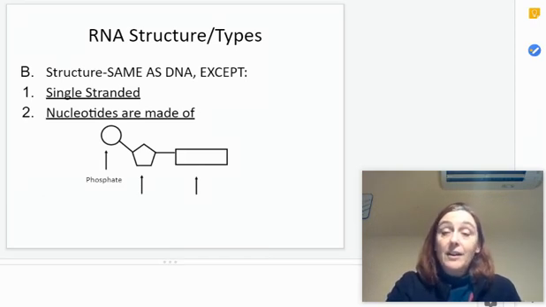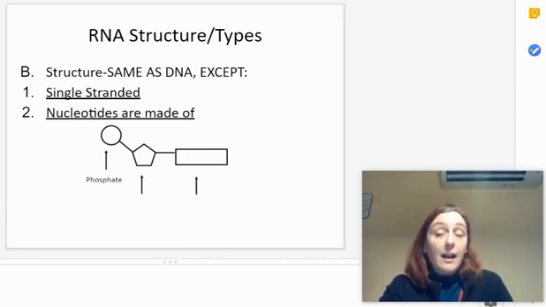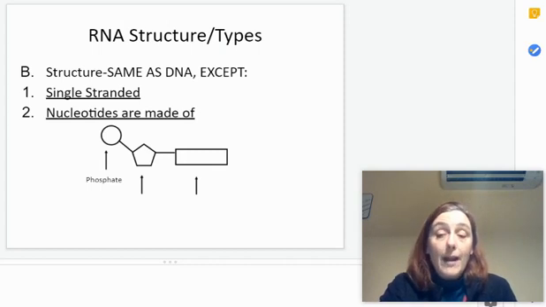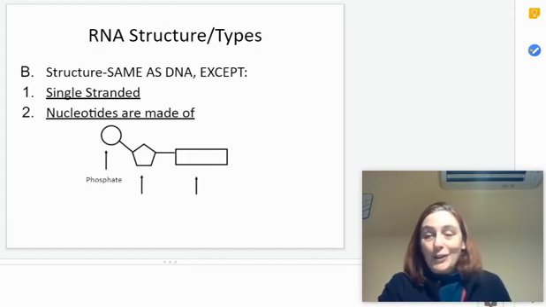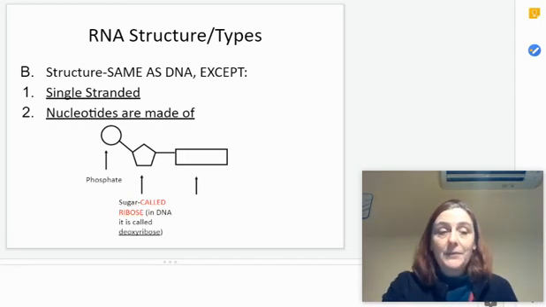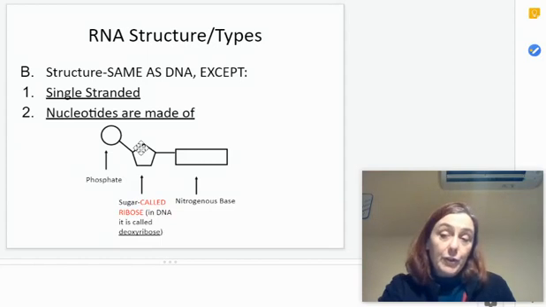Now in DNA, that pentagon was a sugar, which it is still. It's still a sugar, but in this case, instead of deoxyribose, where DNA gets its name, deoxyribonucleic acid, this is a different sugar. And RNA, ribonucleic acid, gets its name from it. So you should guess the name of the sugar is ribose, unlike DNA, where it's deoxyribose. And then finally we have the rectangle, and that is a nitrogenous base, a base that contains nitrogen. So it really is very, very similar to DNA. We just have a single strand of them, and we have a different sugar.